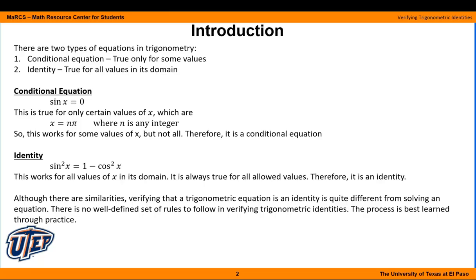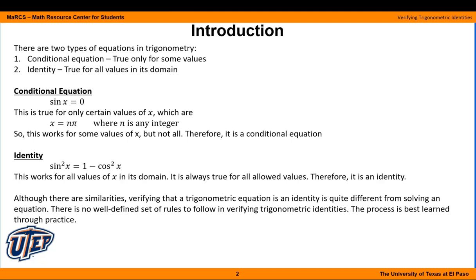Before we begin verifying identities, it's important to understand the difference between a conditional equation and an identity. A conditional equation is true only for certain values. For example, sine of x equals 0 only when x is equal to n times pi, where n is an integer. Since the equation works for some values of x, but not all values, it is called a conditional equation.